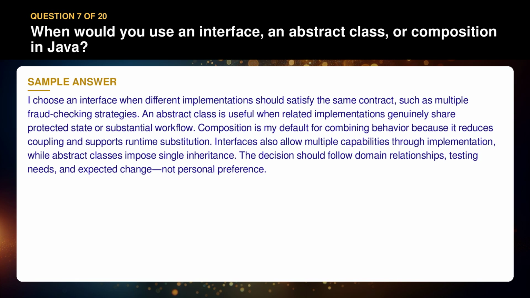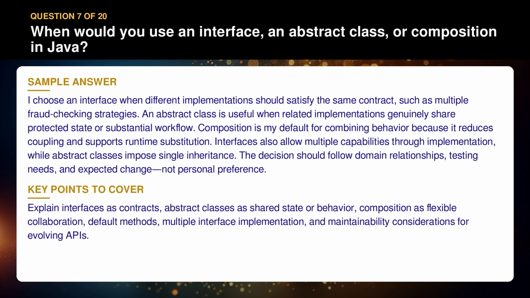Composition is my default for combining behavior because it reduces coupling and supports runtime substitution. Interfaces also allow multiple capabilities through implementation, while abstract classes impose single inheritance. The decision should follow domain relationships, testing needs, and expected change, not personal preference.